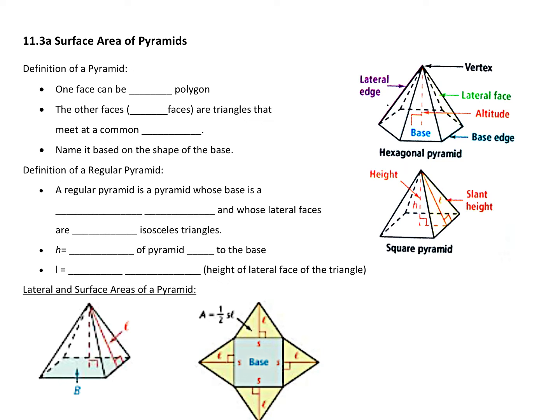Surface area of pyramids is what we're starting with. So first, just some of the terminology, just get it out of the way, make sure you know what everything is. There's a picture there for you that lays a bunch of it out. In a pyramid, maybe you think of Egypt when you think pyramids. That's what I always thought of. In a pyramid, you will have one face that can be any polygon. It can be a hexagon, it can be a triangle.